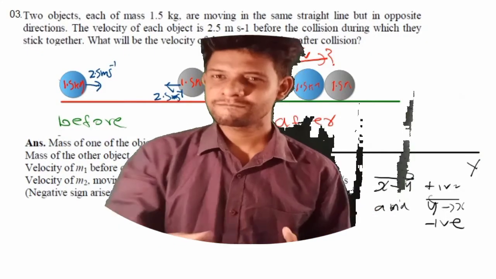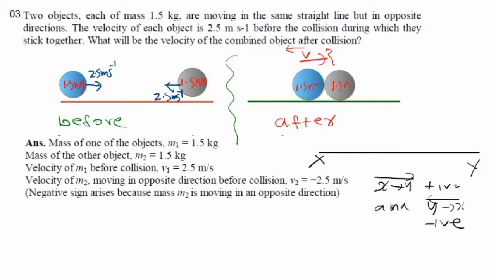Let me read the question for you. 2 objects, each of mass 1.5 kilograms, are moving in the same straight line but in opposite directions. The velocity of each object is 2.5 m/s. Before the collision, during which they stick together, what will be the velocity of the combined object after the collision? Now you have to think of 2 things. One, the 2 independent objects moving towards each other with the same speed in opposite directions. And after the collision, they're just going to stick together.